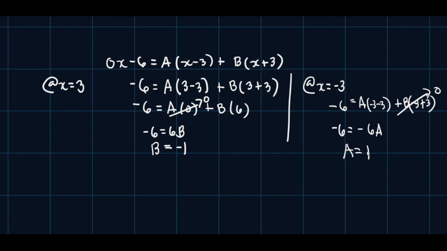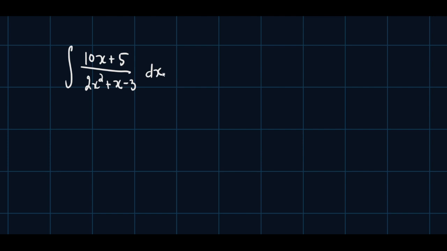Okay? Now let's solve another example. Suppose we want to get the antiderivative of (10x + 5) all over (2x² + x − 3) dx. So let's proceed by getting the partial fraction decomposition of this integrand. So 10x + 5 all over 2x² + x − 3.